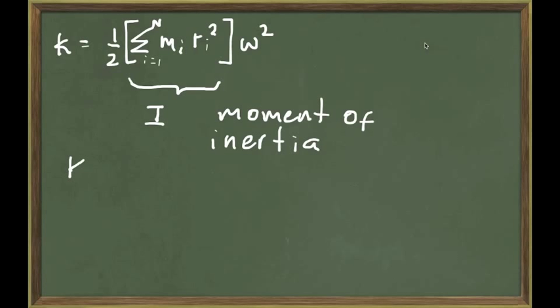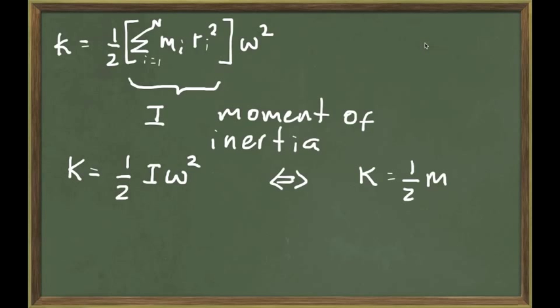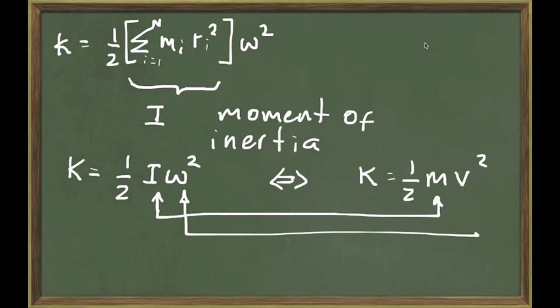So the kinetic energy of a rotating object can always be written in terms of the moment of inertia and the angular velocity of the object. Notice that this is the equivalent for rotational motion to the kinetic energy that we have for linear motion, which is 1/2 of the mass times the velocity squared. The quantity that plays the role of the mass in linear motion is the moment of inertia, and the quantity that plays the role of velocity is the angular velocity.